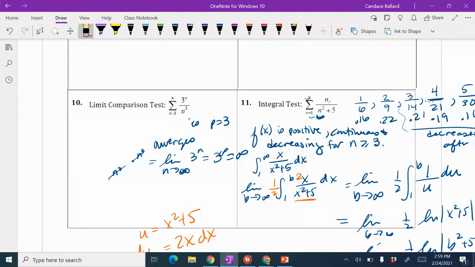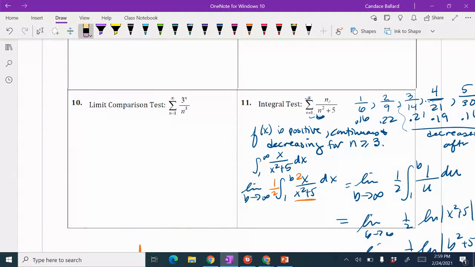All right, so let's look at number 10 here. Let me erase. All right, so the problem with number 10 is it says limit comparison test. So we tried to do limit comparison test. It really should have said ratio test, which we didn't have an example of anywhere. It works completely by the ratio test.